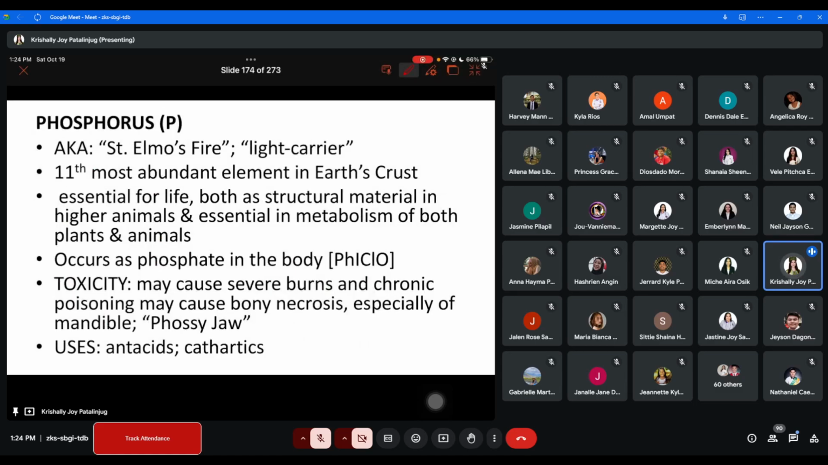Okay, done with nitrogen. Okay, let's have the second element under group 5. So we have phosphorus. Phosphorus is also known as Saint Elmo's fire. So bakit siya tinawag na Saint Elmo's fire? Kasi yung glow of Saint Elmo's fire, it resembles that of phosphorescence.